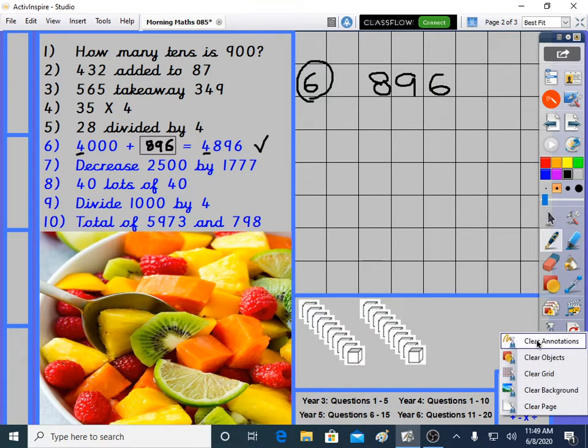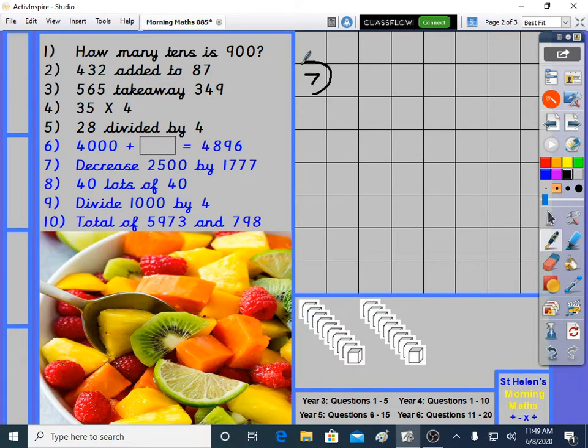And we're on number 7. Decrease. Do you remember what that means? Decrease, go down. Take something away to go down. Decrease means take away. Subtraction. Minus. That's what it means.